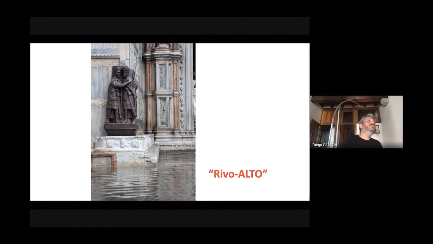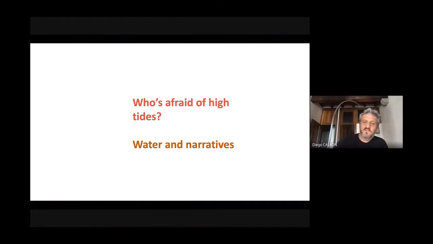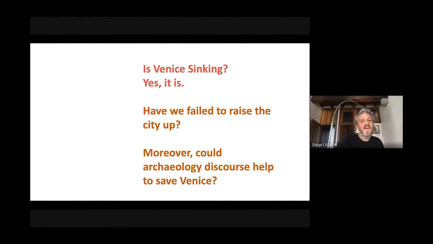So I use this picture as we are in the world where high tide is submerging Venice, no? I use this picture to introduce another way to use this entanglement between archaeological narrative and social perspective. So who's afraid of high tides? Water has very specific narratives in Venice. So we can ask, is Venice sinking? Yes, it is. It is a matter of fact.